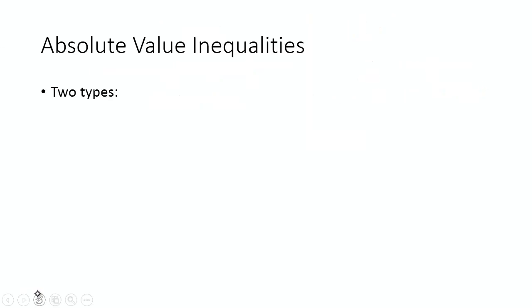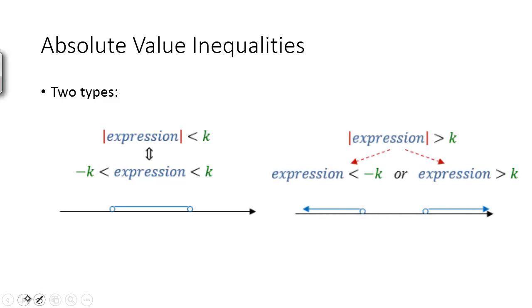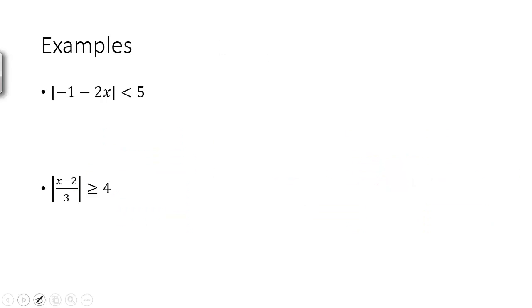So let's take that and generalize it. We have two types of absolute value inequalities. One, less than, is going to be between the negative and the positive value. And the greater than will be on the outskirts, either less than the negative value or greater than the positive value. So let's take those two items into context, into some examples.